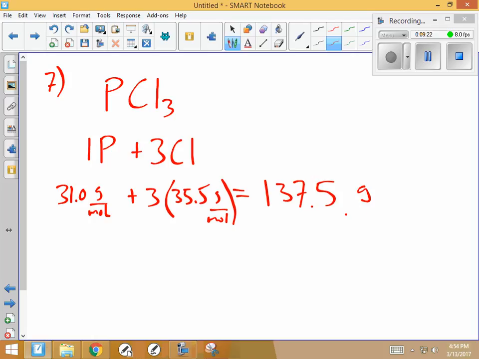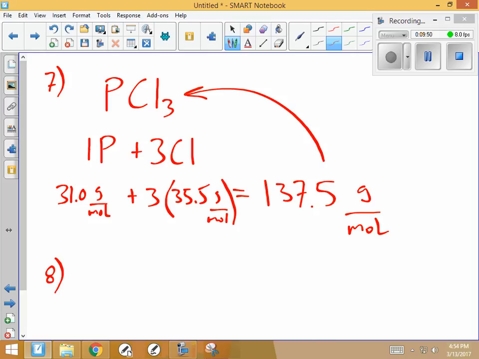137.5 grams per mole is the molar weight of phosphorus trichloride. And now we'll go on to number 8. I think I already worked this in the class, but I'll go ahead and work it again. What is the mass of 1 mole of sodium hydrogen carbonate? Now remember, the mass of 1 mole is its molar mass. That's exactly what we're talking about.